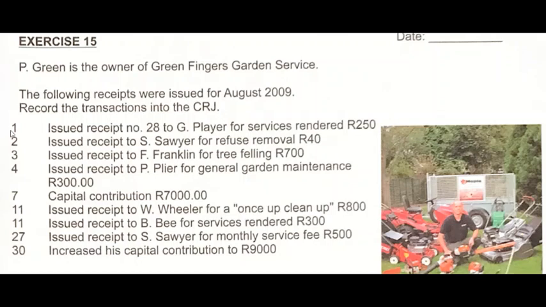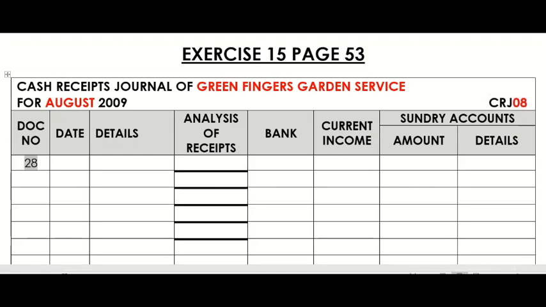Now let's look at the first transaction. On the 1st of August, we issued receipt number 28 to G Player for services rendered, 250 Rand. To record this in the CRJ, you will say it's document number 28. On the 1st, the details of the customer is G Player. The 250 Rand we received will go to our till. Remember, I refer to this analysis of receipts column as your till. And because it's the only transaction for the day, you can draw that nice thick line, indicating that you are cashing up your till and depositing the money into bank. And it was received for services rendered, so it goes to current income.